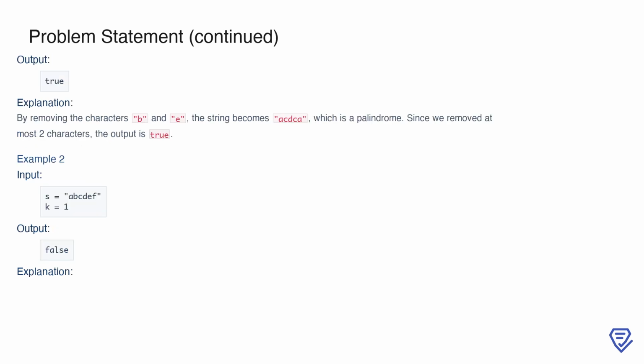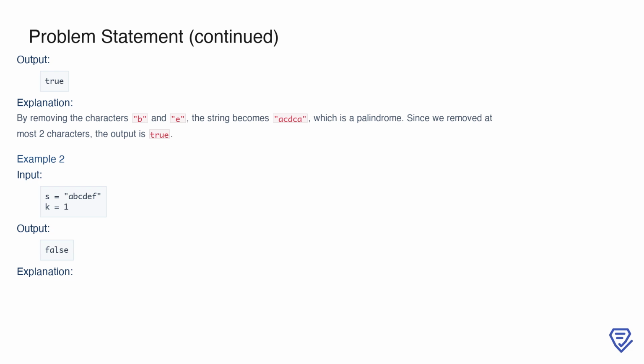In the first example, we have the string s equal to abcdeca and k equal to 2. The output is true, and here's why. By removing the characters b and e from the string, we are left with acdca, which is a palindrome. Notice that we have removed exactly 2 characters, which is within the allowed limit of k. This means the transformation is possible, and we return true.